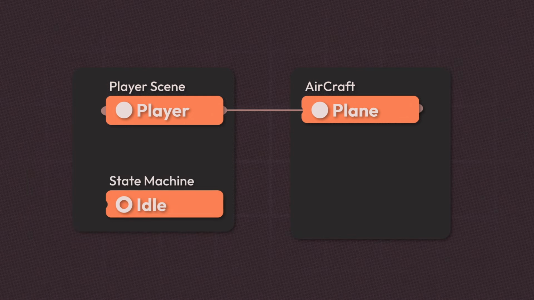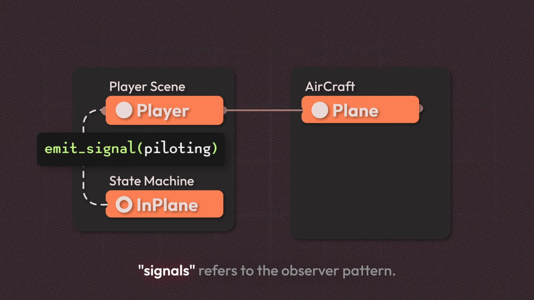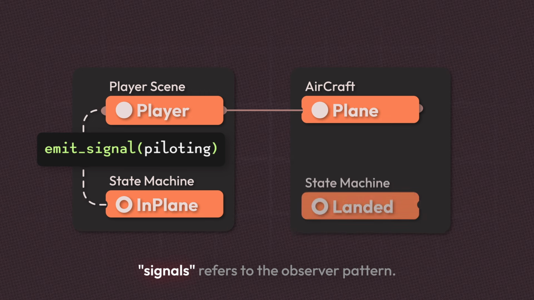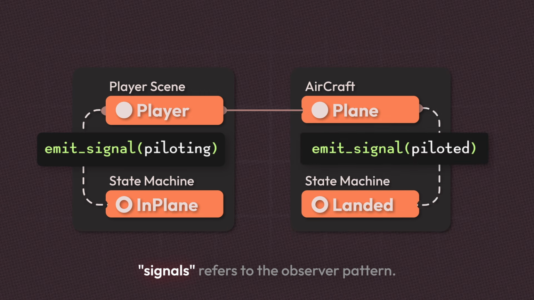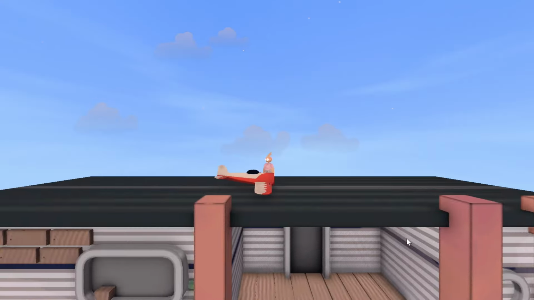Now note that when the player enters a plane, the player script emits a signal that its state machine is connected to, which will then change its state to in plane. Now similarly, the plane script also emits a signal when the character has entered it, which changes its state to piloted. Now here's the problem.